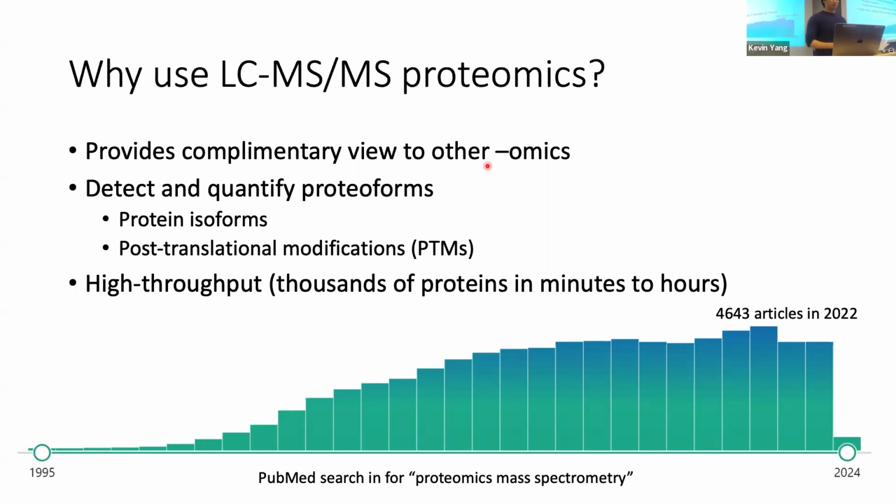This is a PubMed search I did for proteomics mass spectrometry. I always like doing this when I do a talk, just to see the state of proteomics. In the year 2022, 4,600 articles were published using this technology. So I think it has a lot of utility, and people are valuing it more and more as it becomes more accessible.